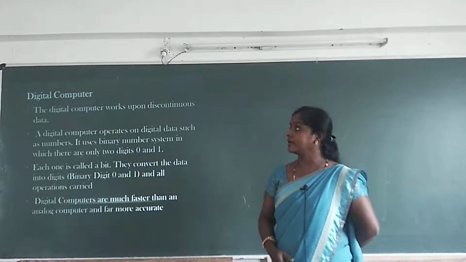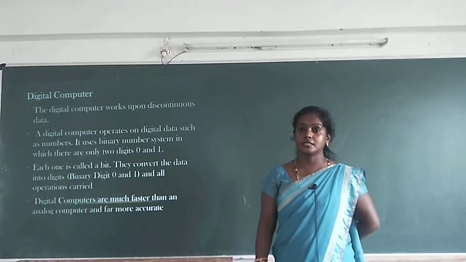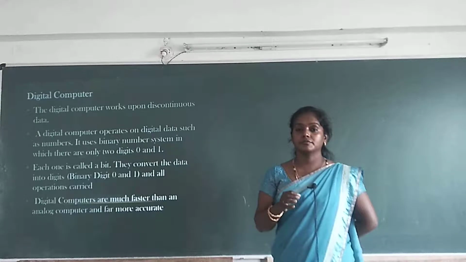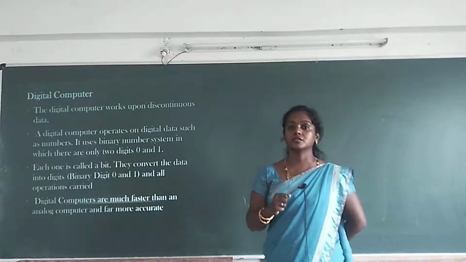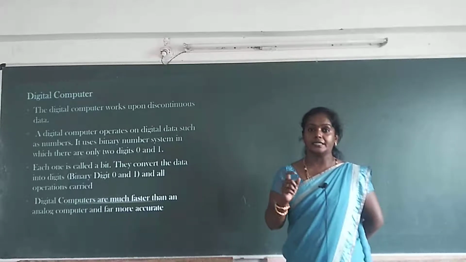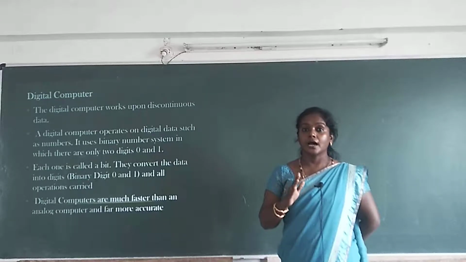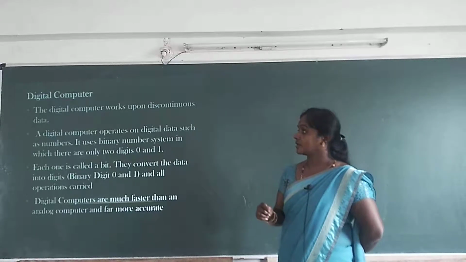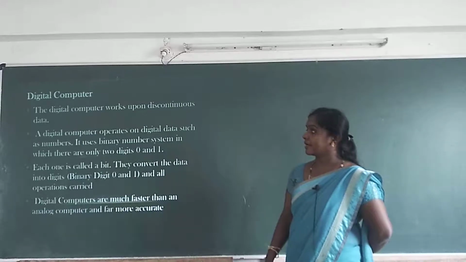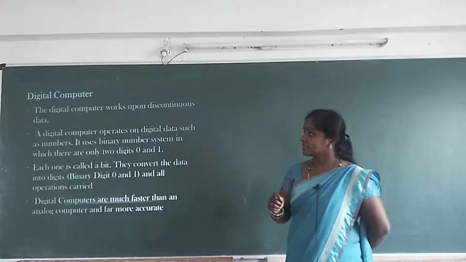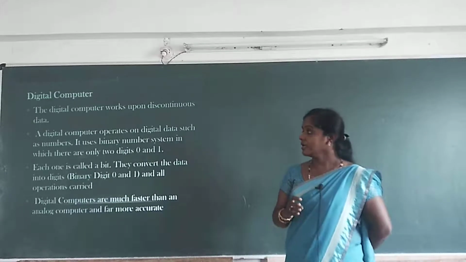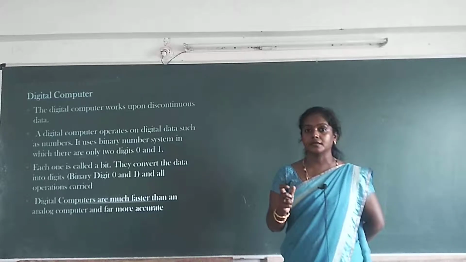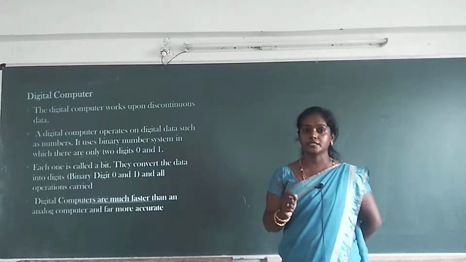Next, we have our digital computers. What are these digital computers? The digital computer works on discrete data. That means it is not continuous. The digital computer operates on digital data such as numbers. The numbers are discrete. We call it discrete, not continuous.